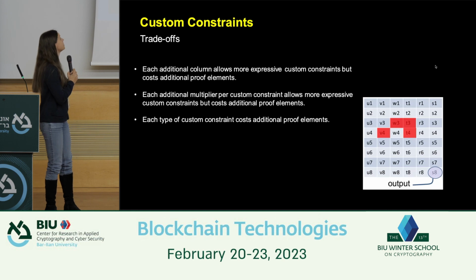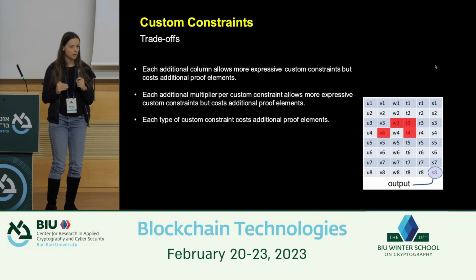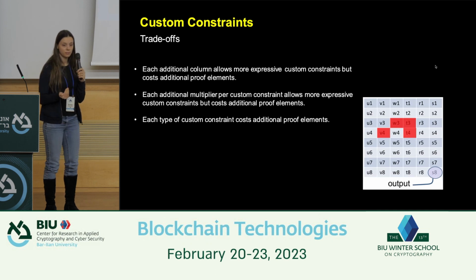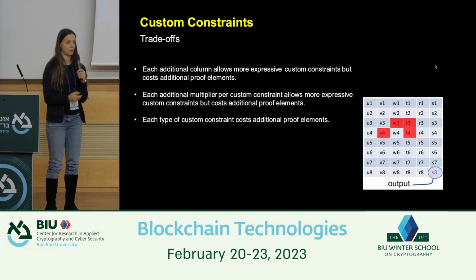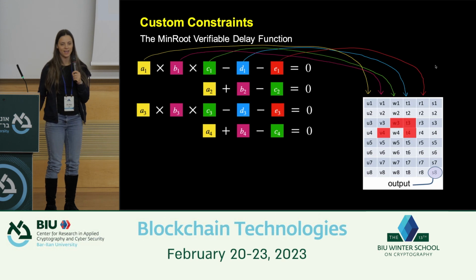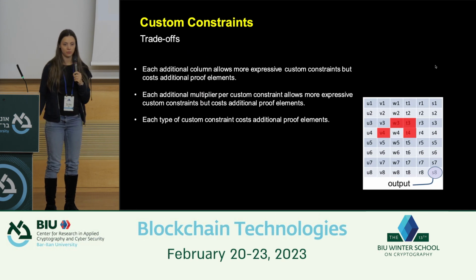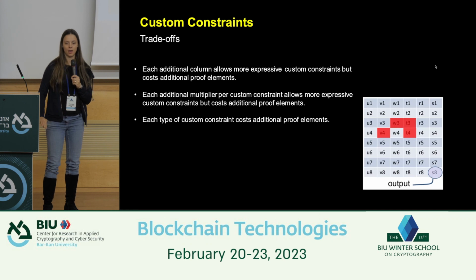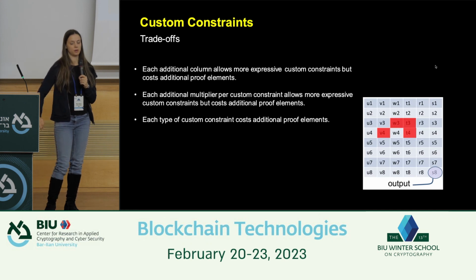So I'm going to say a few things about the trade-offs that are going on here. I'm going to say that each additional column, so when I talk columns, I'm meaning how many A, B, C, D, E do you have? Each additional column in your custom constraints is going to cost you 1 extra polynomial commitment. And because you're having to provide that one extra polynomial commitment, you're also having to open that one extra polynomial commitment. This is going to have an impact on your proof size.